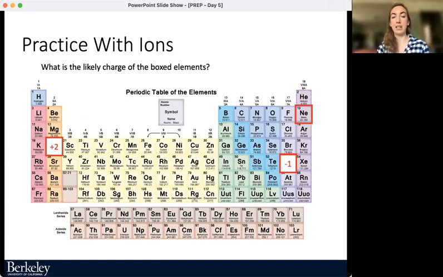And then the last thing is neon. About 91% of you said that neon would have a charge of 0, and you're right. It's already happy. It's a noble gas. Its valence shell is already totally full. So it is not going to make an ion. It's not going to gain or lose electrons because it's already happy. Any questions on how I did this?